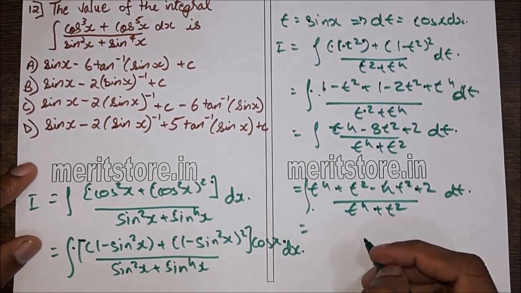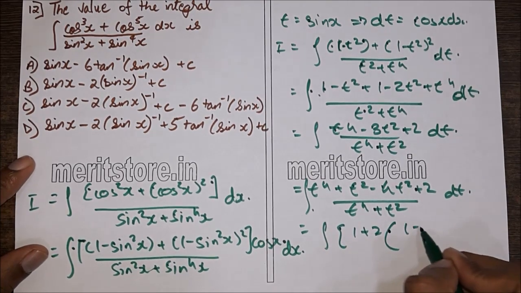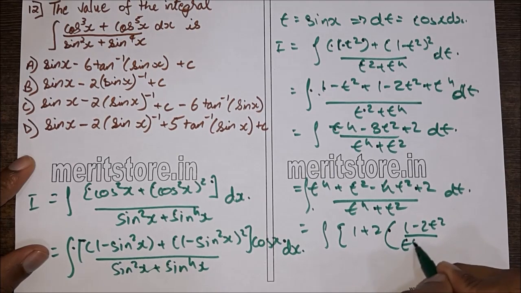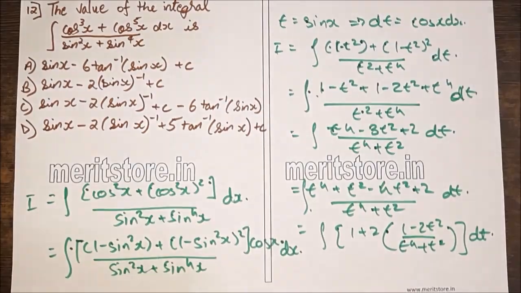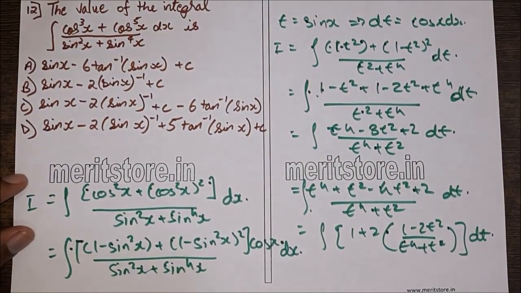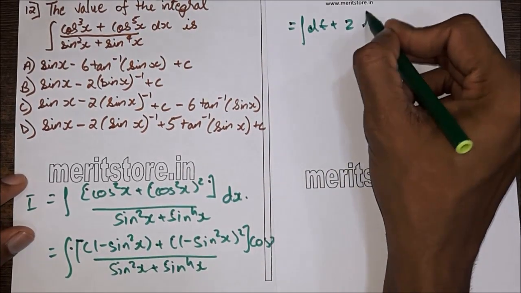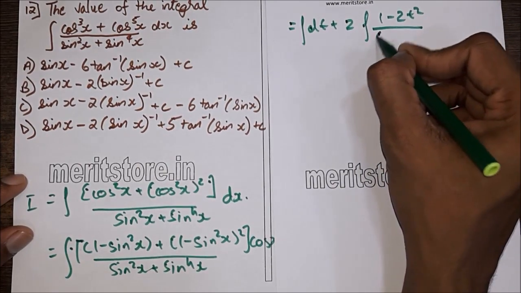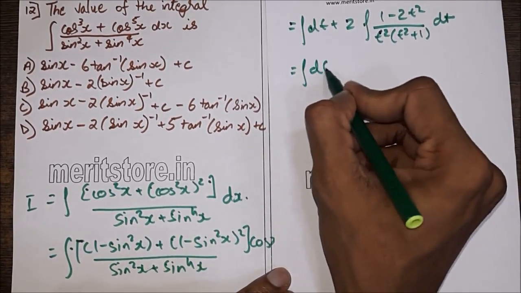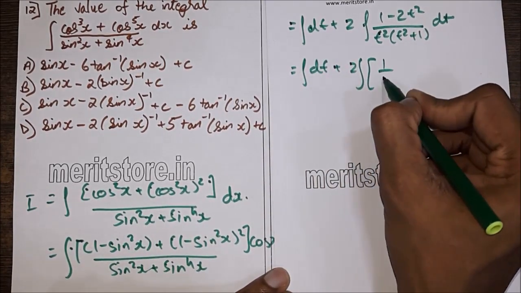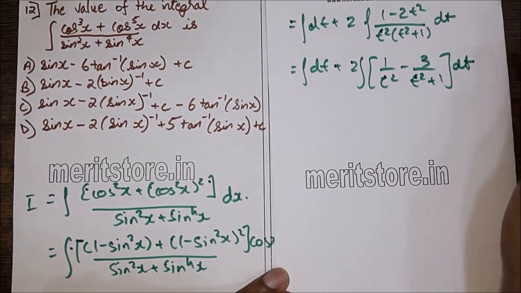That is integral, so integrating 1 plus 2 minus 4t square upon t raised to 4 plus t square dt. Further solving this, we get integral dt plus 2 integral 1 minus 2t square upon t square plus 1 dt. We get integral dt plus 2 integral 1 minus t square minus 3 upon t square plus 1 dt.